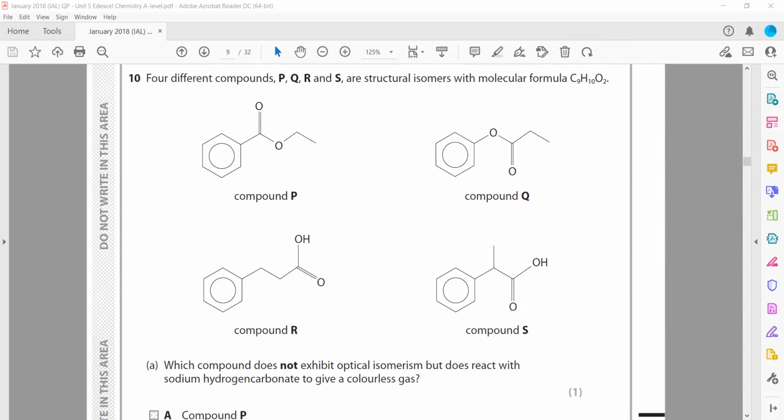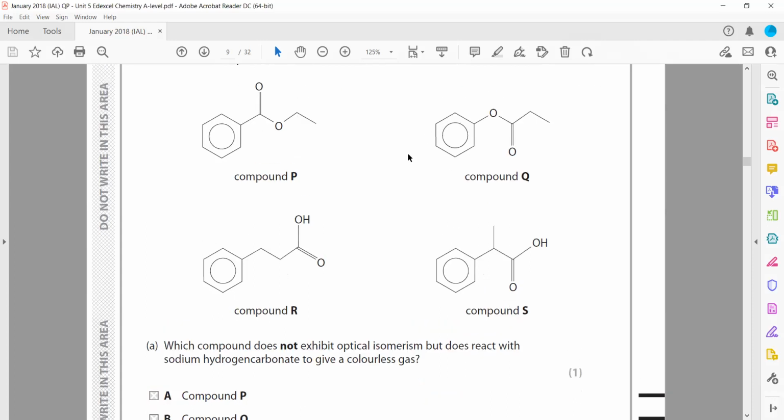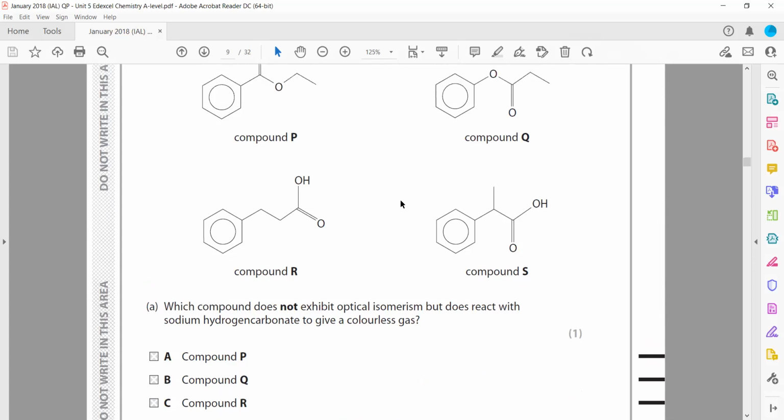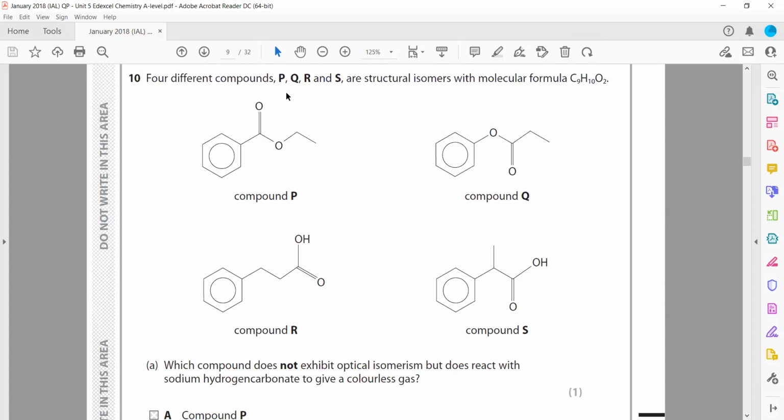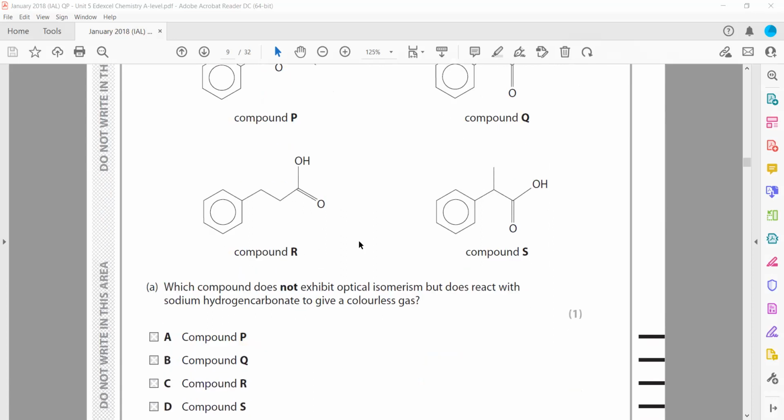First, sodium hydrogen carbonate means it should have an acid group. So we have to check which one has an acid group, because an acid can react with sodium hydrogen carbonate. This one is an ester, this is an ester, this one is also an ester. This is a carboxylic acid, this is also a carboxylic acid. So R and S both can react with the acid, but we need the one that does not have optical isomerism.